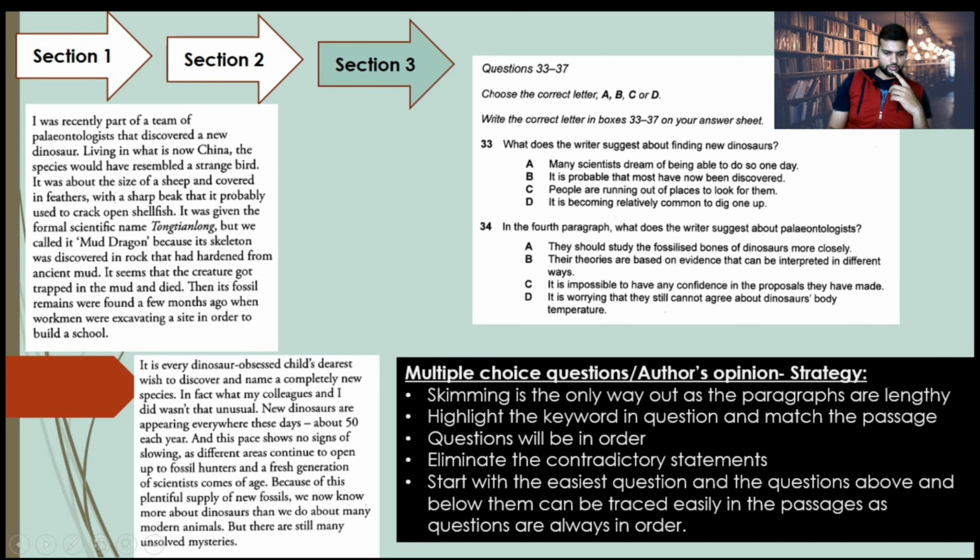Here they have mentioned that, in fact, it wasn't that unusual. New dinosaurs are appearing everywhere nowadays, about 50 each year. It is quite common. Okay, so the answer is D. But for your example, why I should eliminate B and C, I'll go through.